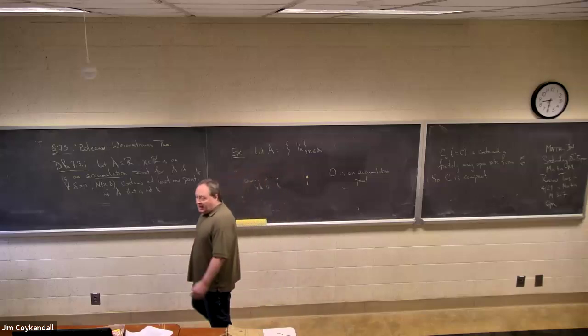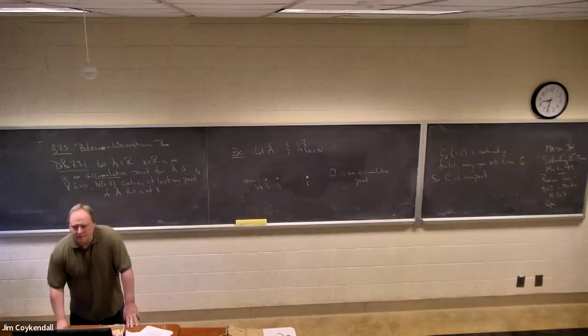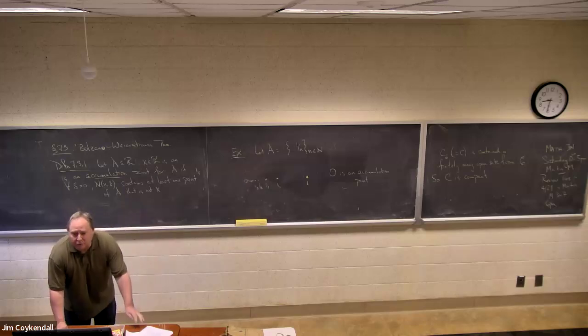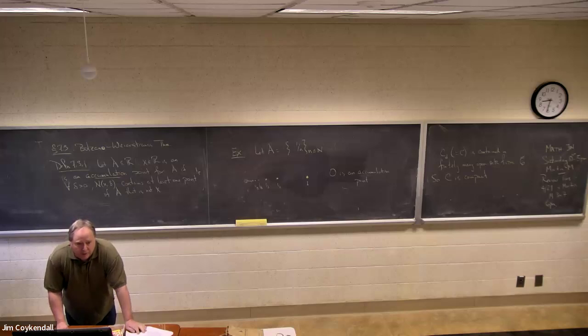Zero is 0 in the set? No. But I could throw 0 into the set and it would still be an accumulation point, right? Because no matter how small the neighborhood around 0 you get, there's always at least one point. In fact, not only that, there's infinitely many points in the neighborhood. Everybody okay with that?